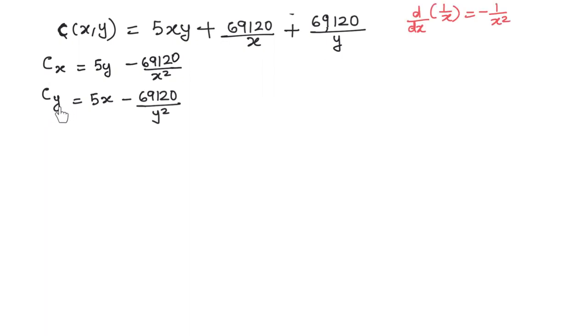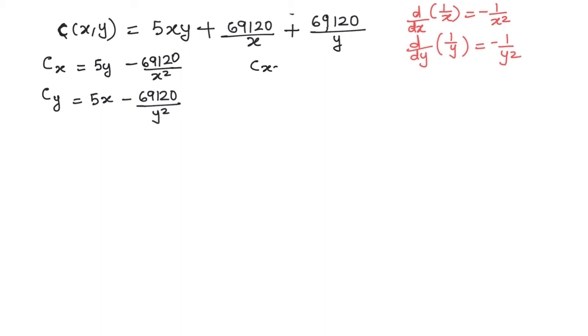In this case we are treating x as a constant, so 5x is a constant times the derivative of y, which is 1. This whole thing is a constant because we are treating x as a constant, so the derivative of this is 0. This is a constant times the function 1 over y. The derivative of 1 over y is negative 1 over y square. So the derivative of that one becomes negative this constant over y square.